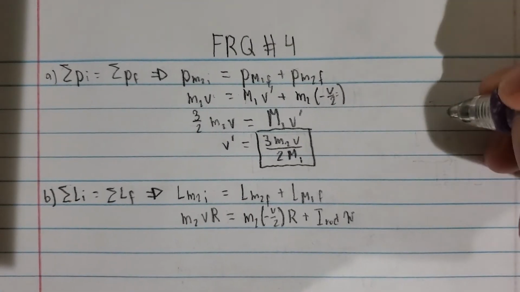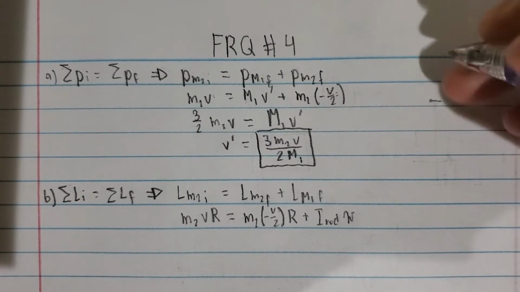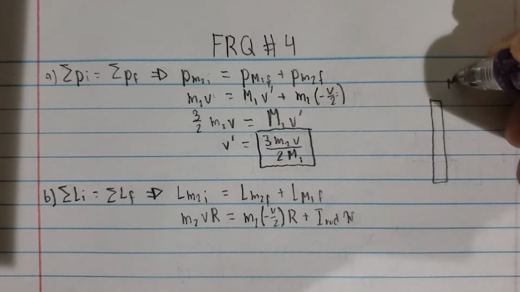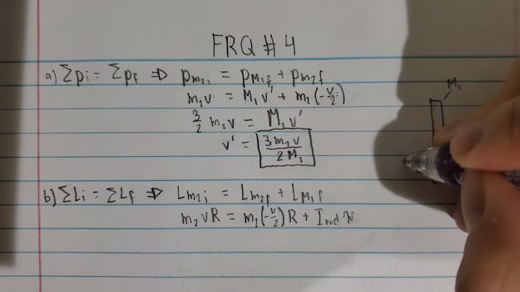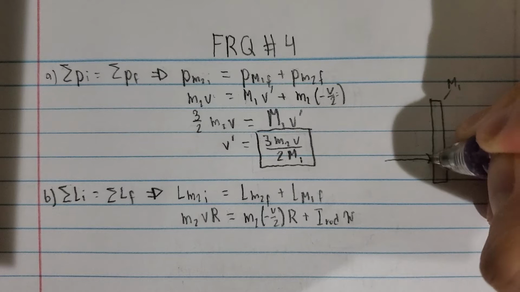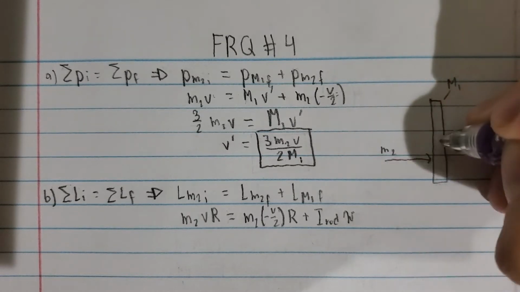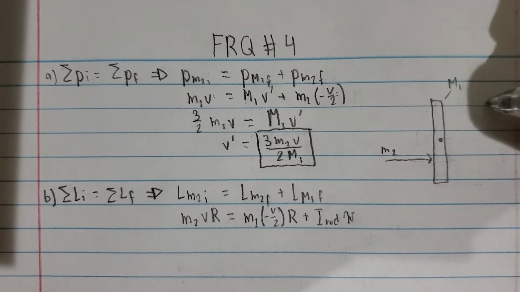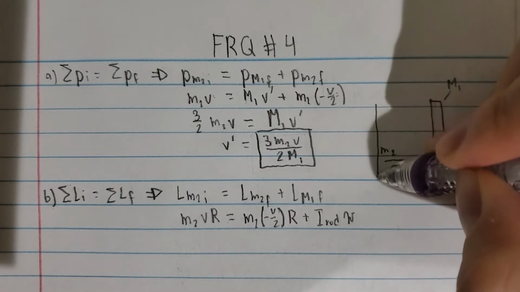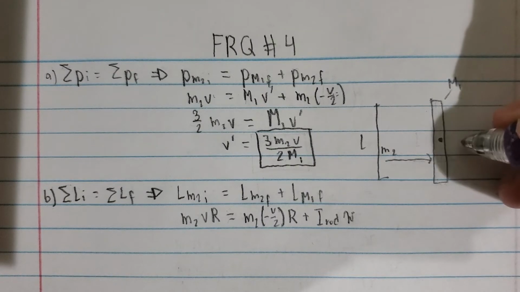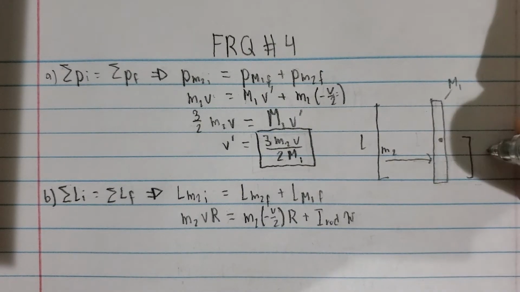So here is a diagram of the problem again. So here's a rod, m1, and here's a point mass. It's going to hit some point right here, somewhere right here. So m2 right here. This is the center of mass of the rod, and we are given that the total length of the rod is L. Knowing that the total length of the rod is L, we know this is going to be L over 2.